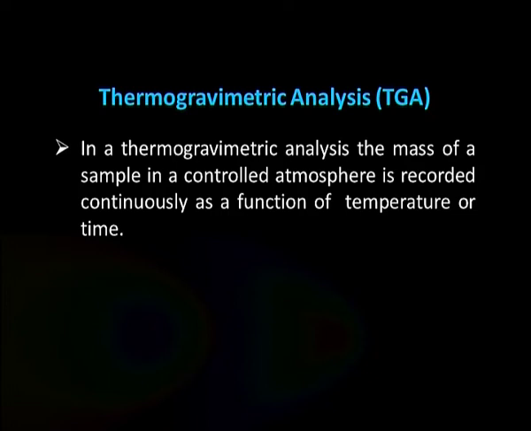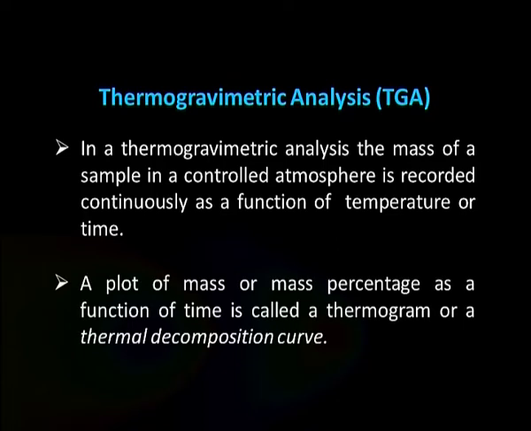Today, we will talk about the first one, that is thermogravimetric analysis, commonly abbreviated as TGA. In thermogravimetric analysis, the mass of a sample in a controlled atmosphere is recorded continuously as a function of temperature or time. Then a plot of mass or mass percentage as a function of time is prepared, which is called a thermogram or a thermal decomposition curve.